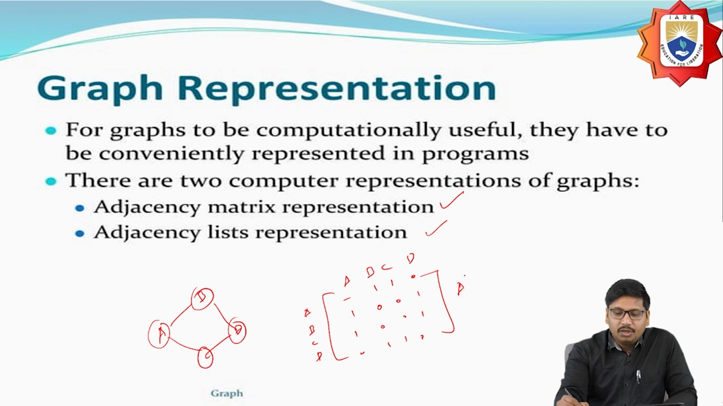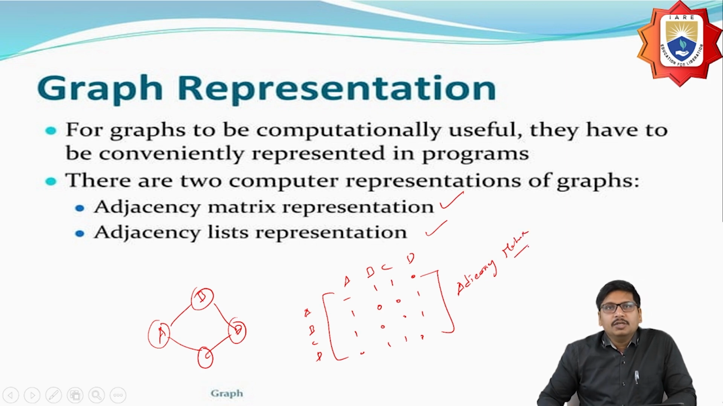So this should be called an adjacency matrix. Normally the graph representation is done in two ways, adjacency list and adjacency matrix. These are the two computer representations of the graph.